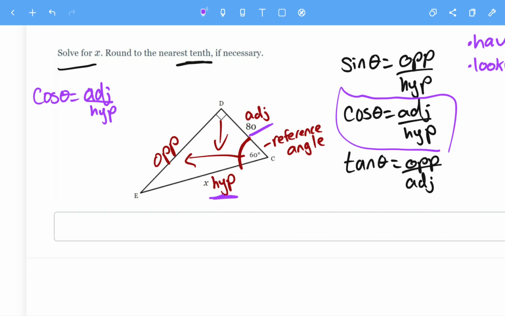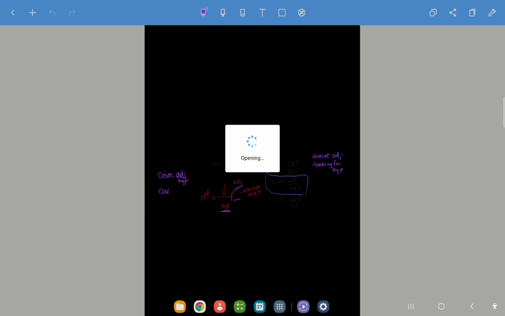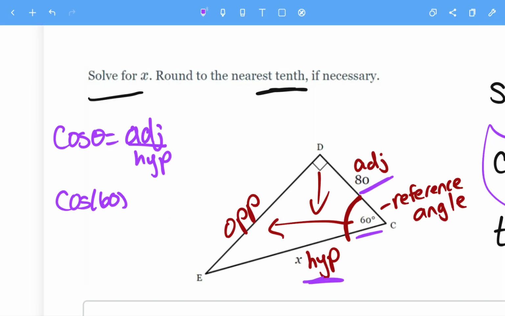for x. So now that we know which function we are going to use, it's going to be as simple as plugging in our values. So we know our reference angle, so that's going to be cosine of 60 degrees equals the adjacent, which is 80, divided by our hypotenuse, which is x.